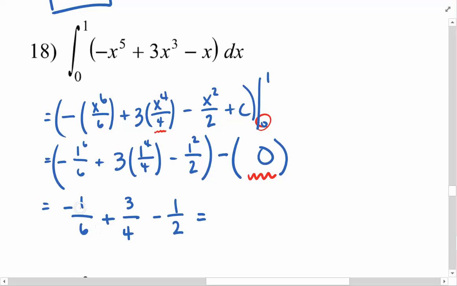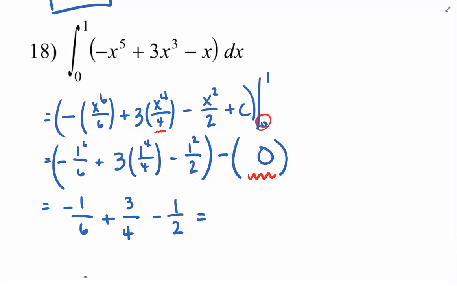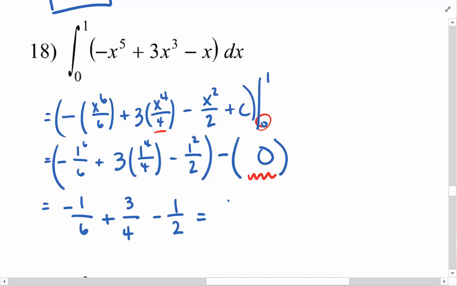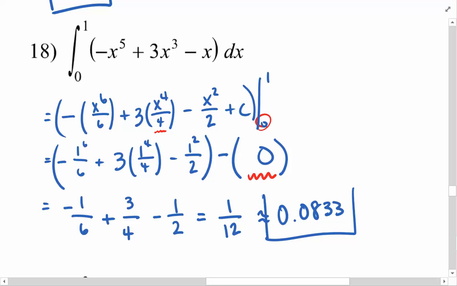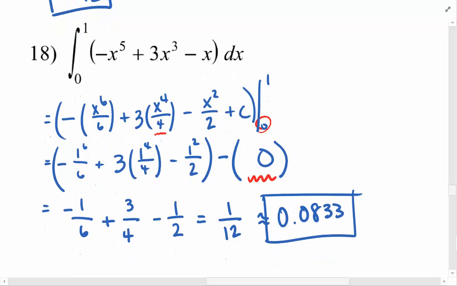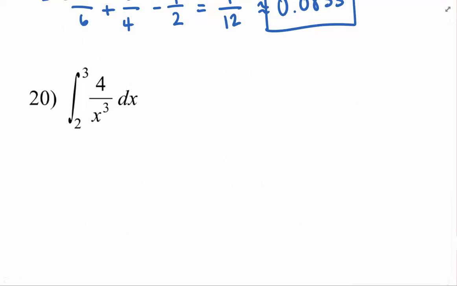And I'm now at the point where I need to add together negative 1/6 with 3/4 and then subtract 1/2. I could go to the calculator to obtain this, and in doing so I find that the result is 1/12, or approximately 0.083 repeating. So let's take a look at one more example.